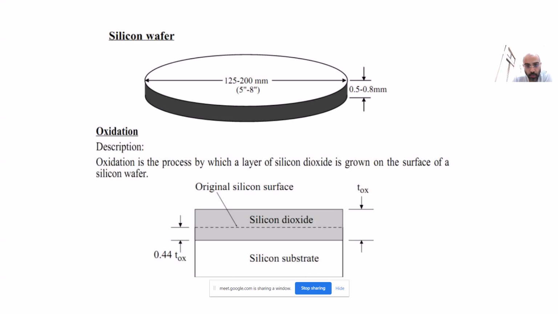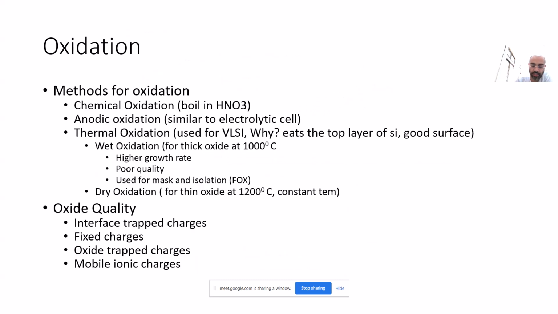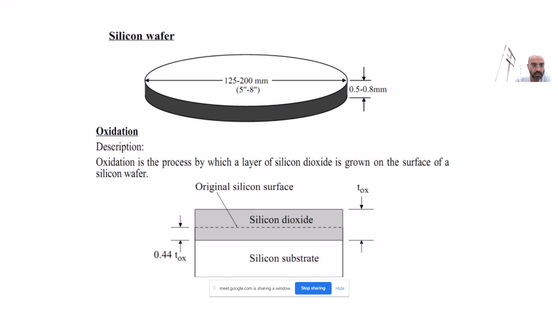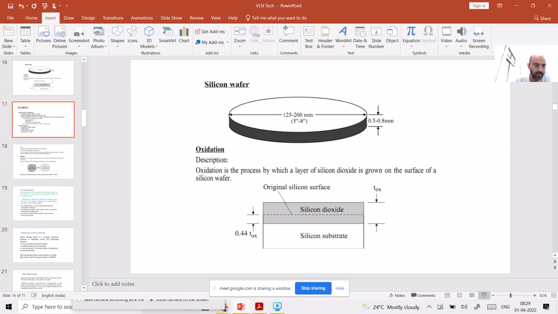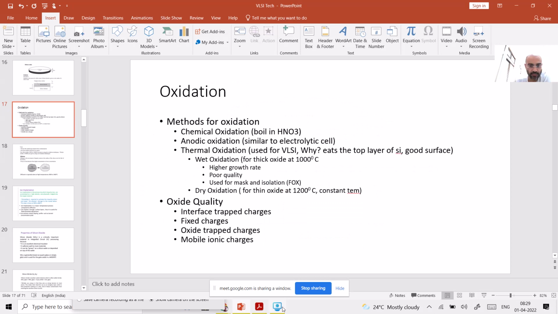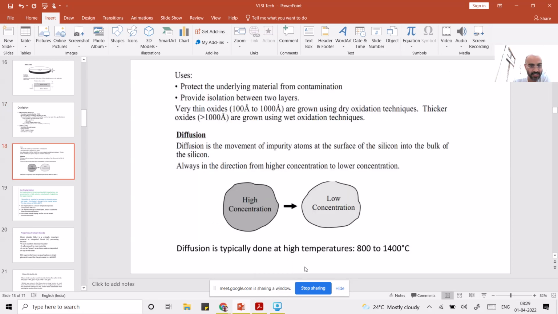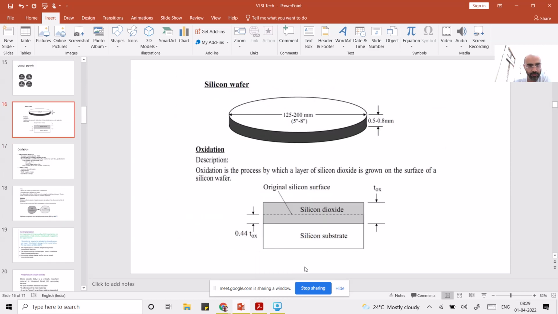Hello, sir. Yes, please. Your slide is not changing. I think it is on the first slide. Which first slide? Silicon wafer, sir. Oxidation is the process by which a layer of silicon dioxide is grown. You cannot see the oxidation details which I have shown you? I have completed this whole discussion. Anyways, let me show you. Is it changing now? Yes, sir, now it's changing.